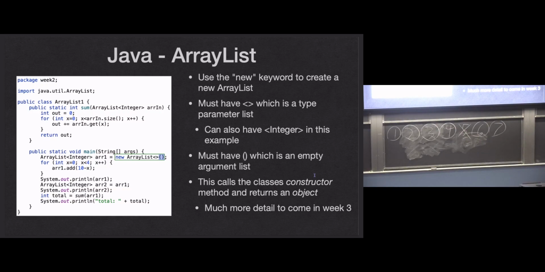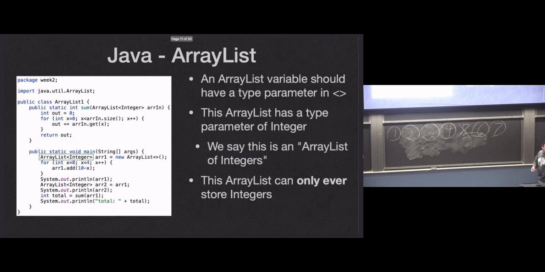We don't want to use any arguments. We're just creating an empty array list. But the type parameter list and the argument list still need to be there, even though both are empty in this case. They have to be there for things to compile, for things to work. On the left-hand side, where we are specifying the type parameter, this is a variable of type array list of integer is the way we say this.